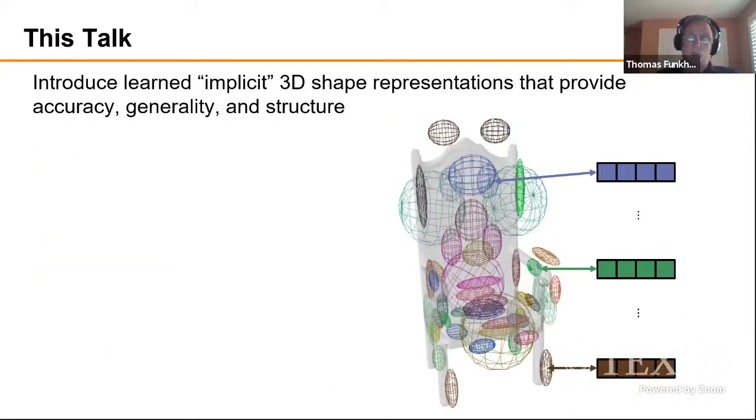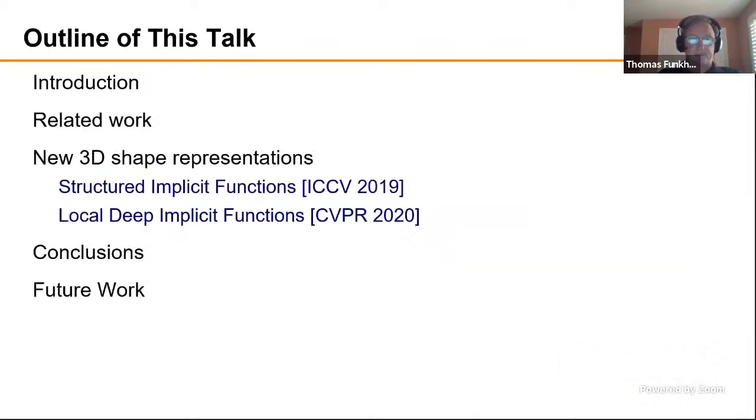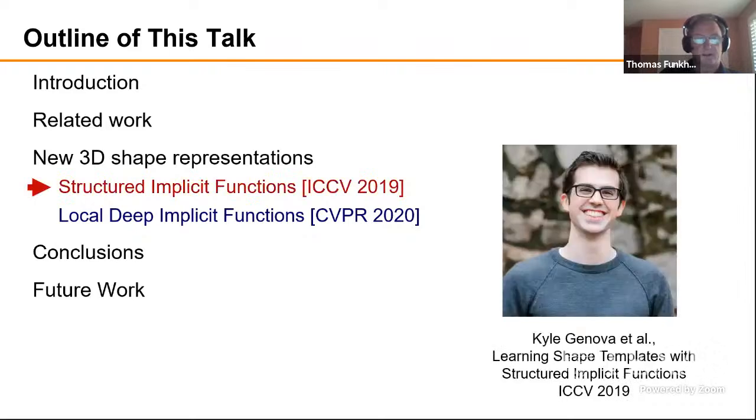I'm going to describe two papers that were written by one of my PhD students, Kyle Genova, that get at these core properties that you'd like in a 3D shape, which combine accuracy, generality, and structure. And the way they're going to do that is by decomposing the shape into local regions and then learning an implicit function for each of those local regions and then compositing them to produce the final shape. Great. So those two papers, one is from ICCV 2019 and one's from CVPR 2020. And again, the student who really did all this work is Kyle Genova, who's pictured here.